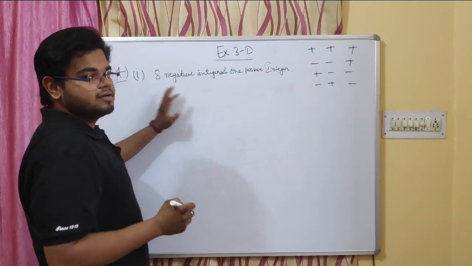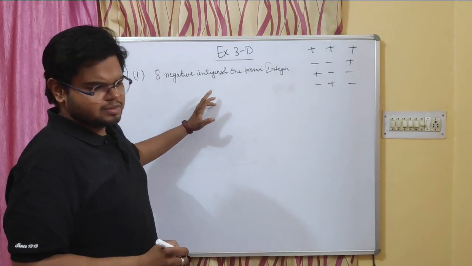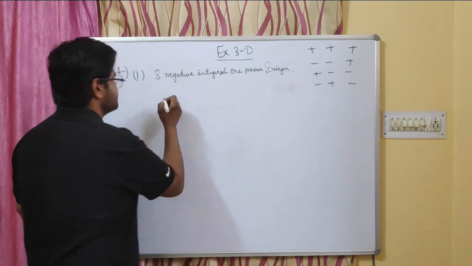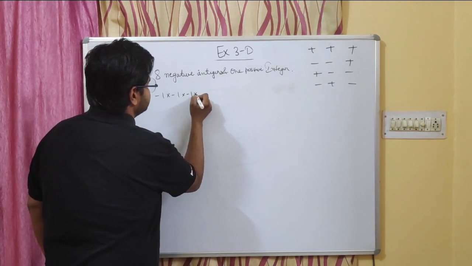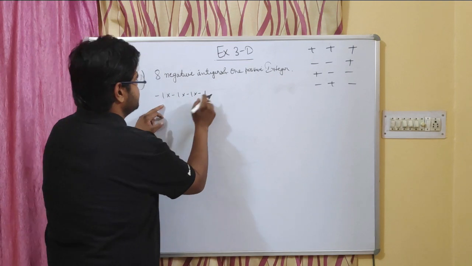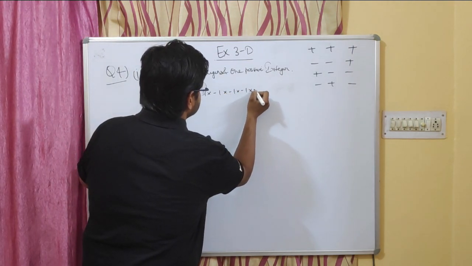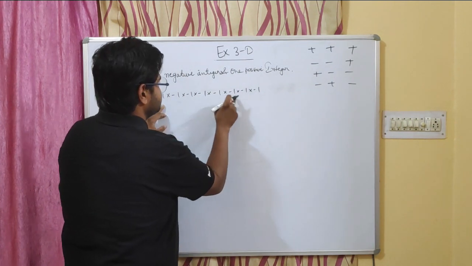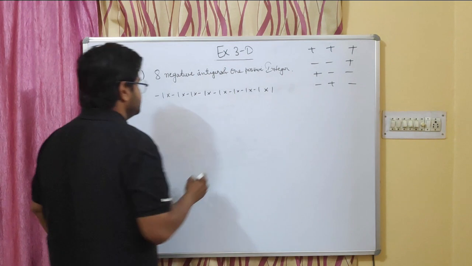So 8 negative integers. Let us consider an integer 1. So minus 1 into minus 1 into minus 1 into minus 1, 1, 2, 3, 4 into minus 1 into minus 1 into minus 1 into minus 1, 8. And 1 positive into 1.